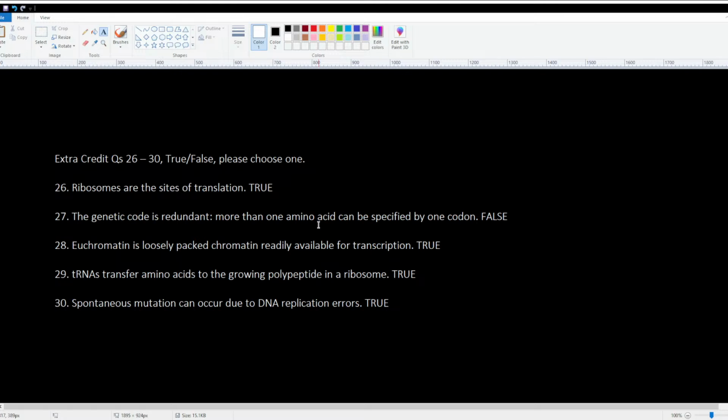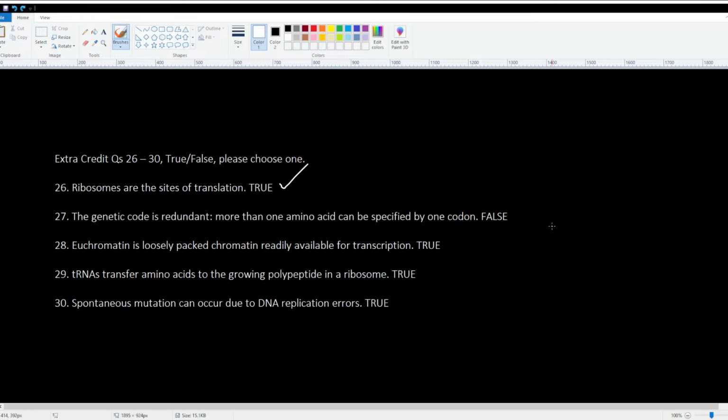So, number 26, ribosomes are the site of translation. That is true. We should hopefully know that by now. Number 27, the genetic code is redundant. More than one amino acid can be specified by one codon. That is false.